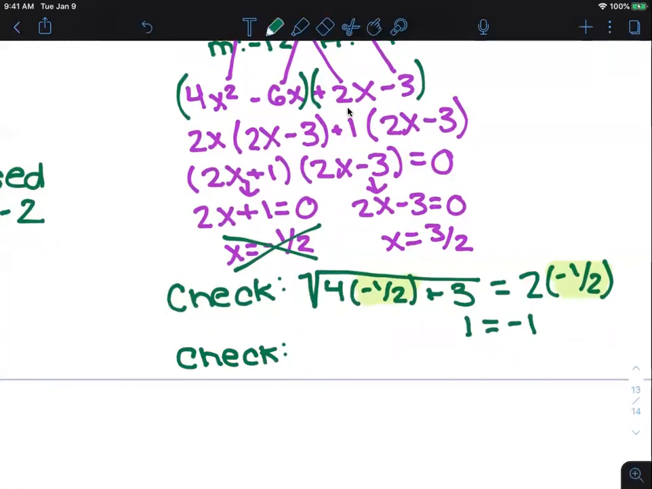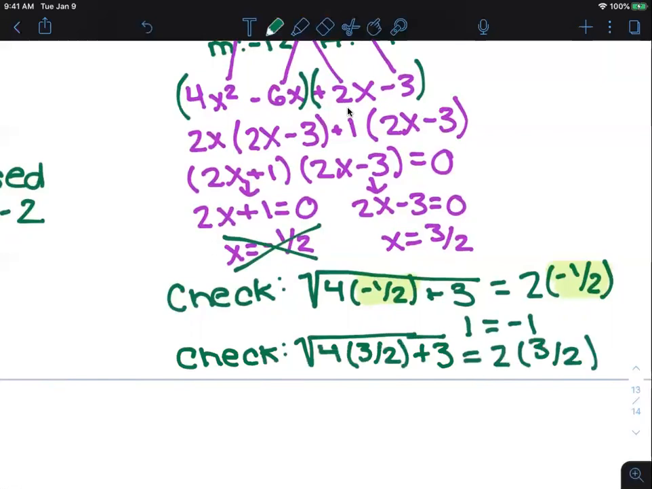You still need to check the other side because as you saw in the last example, we had no solution. So let's check 3/2. We're going to plug in 3/2 on the left side, and we're going to plug 3/2 in on the right side. So square root of 4 times 3/2 plus 3. That gets me to be a 3. On the right side, 2 times 3/2. That gets me to be a 3. So that one does in fact work. I'm going to box it. X is 3/2 is the only solution.